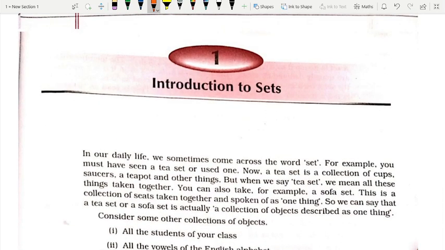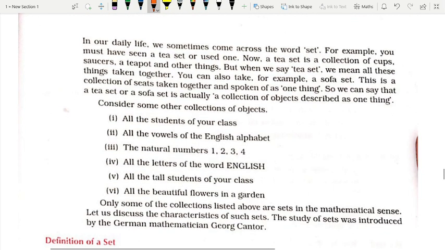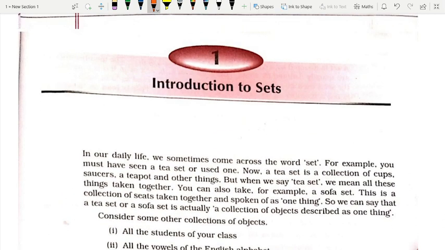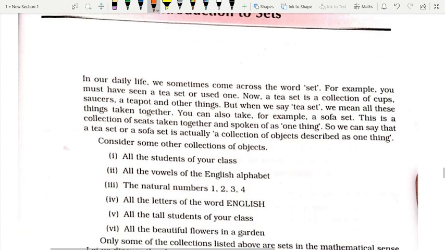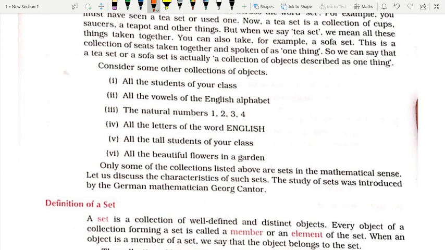New chapter is set. So what is a set? A set is basically a well defined object. A set is a collection. What is a set? A set is a collection of well defined objects. Like here you can see the collection of objects: all the students of your class, these are a collection of your students. So these are a set.